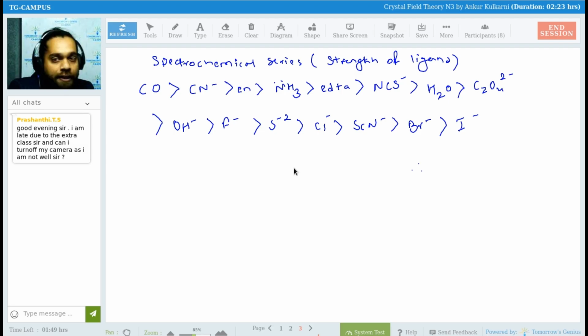You can consider that up to water it acts as a strong field ligand, or up to NCS. Water in some cases acts as strong, in some cases as weak. I'll tell you all the examples, don't worry, but write this down. Up till EDTA everything is 100% strong.